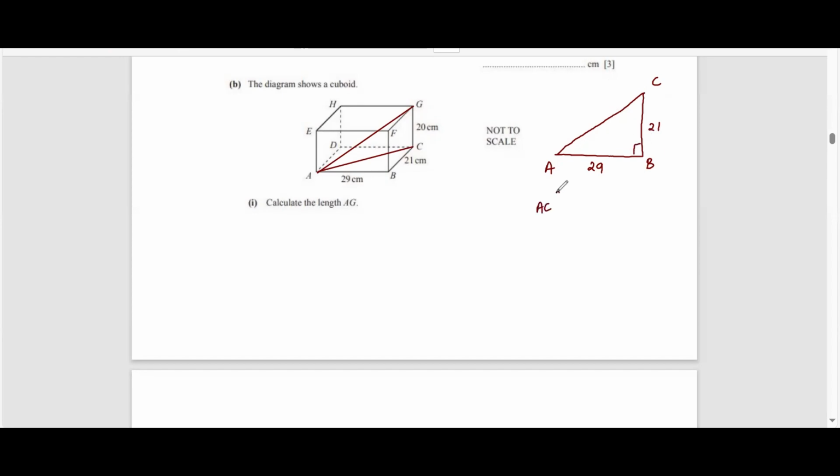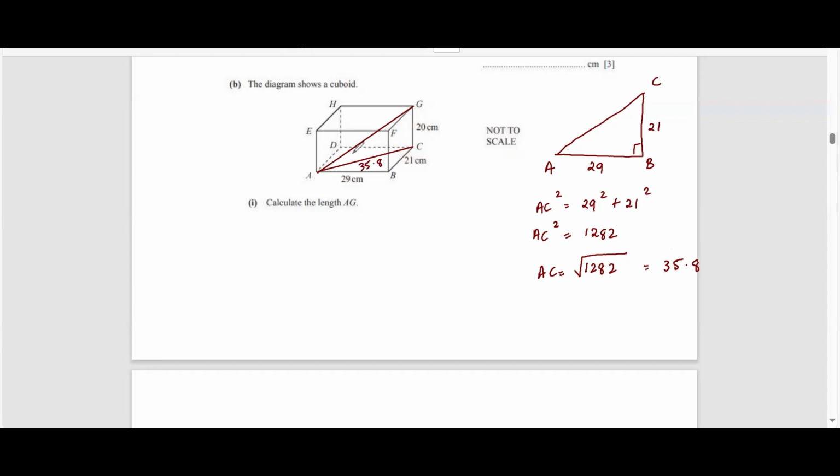So AC square is equal to 29 square plus 21 square. 29 square plus 21 square will give us 1282. To get AC, you square root that value. The square root of 1282 will give you 35.8, rounding to one decimal place. So now we have AC as 35.8.